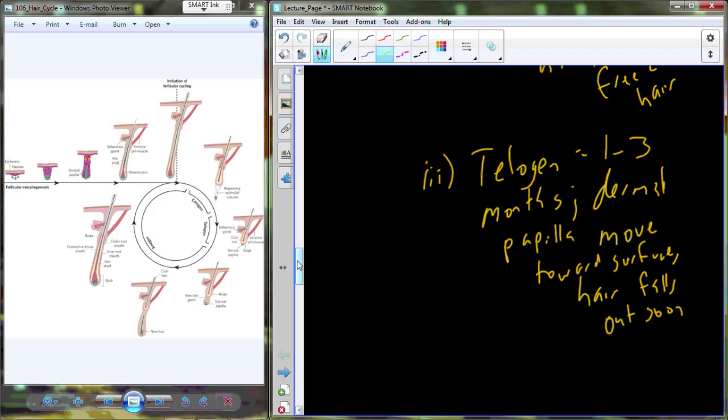Some of them are in the middle of that 6 to 8 year anagen phase. Some of them are actively undergoing telogen. If you rub your hand through your hair and grab on a little bit, you might have some hair that comes out. And that was hair that was ready to fall out during that telogen phase.